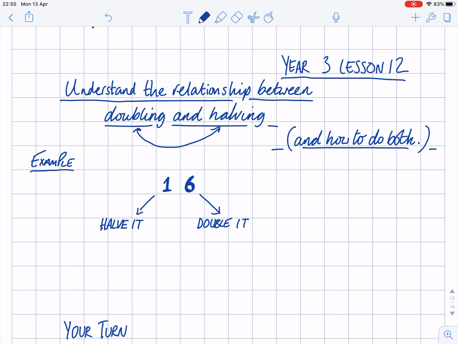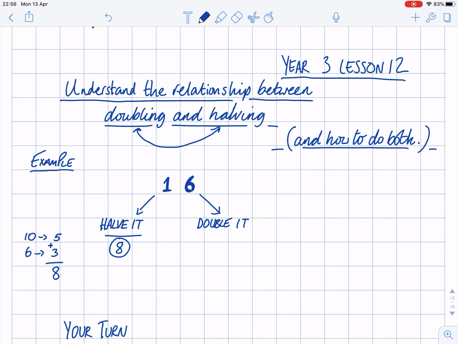So if we take halving it, first of all, halve 16. Most of you will know the answer is 8, okay? But if I didn't know, what I would do is I would partition 16 into 10 and 6. And then I would say to myself, what's half of 10? Well, it's 5. What's half of 6? It's 3. And then I would add those two answers together to get 8. So half of 16 is 8.